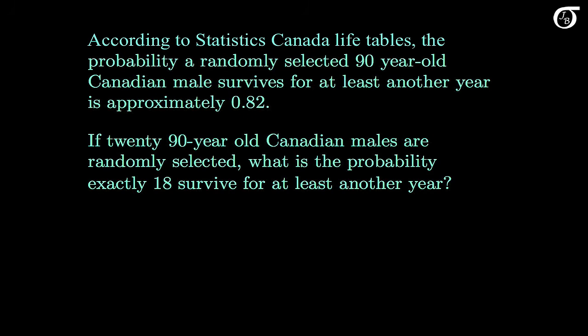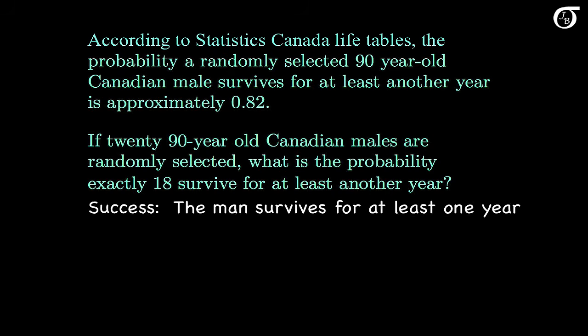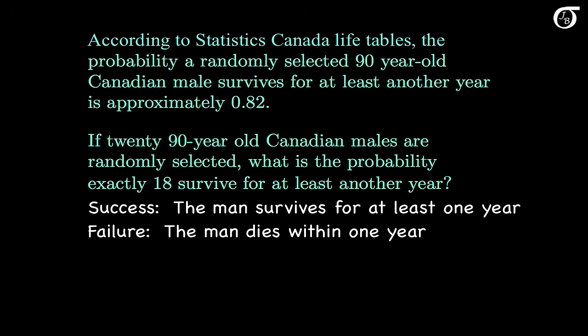the same. Here we will call a success the men surviving for at least a year, because we're counting up the number that survive, and a failure is that they die within the next year. We have a fixed number of men, 20 of them, and since we're randomly selecting the men, it's pretty reasonable to consider them independent. Although conceivably there could be a wacky situation like a serial killer focused on killing 90-year-old Canadian males, but that's probably not something we need to worry too much about. So here the binomial distribution is reasonable.